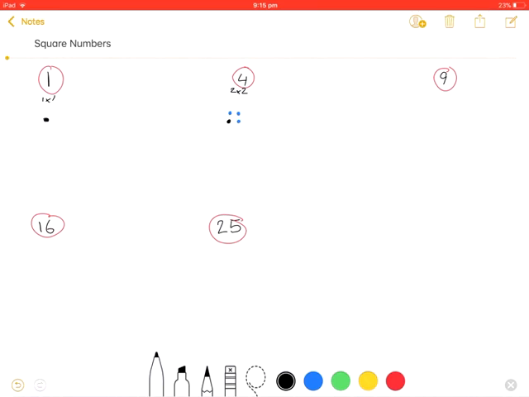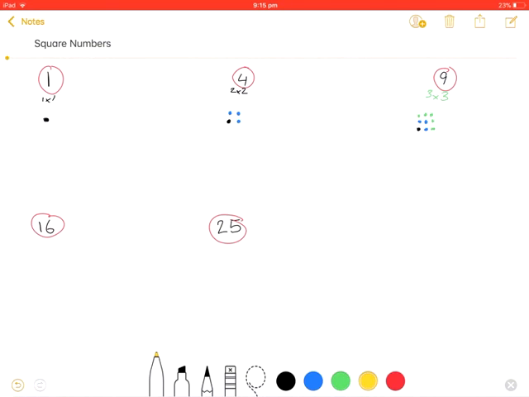Okay, well, what about 9? It's a building pattern. So I start here with my 2 by 2. What's 9? What times what is 9? That's right, 3 times 3. So there's my 3. 3 times 3. You see my square? Okay, so 3 times 3 is 9.